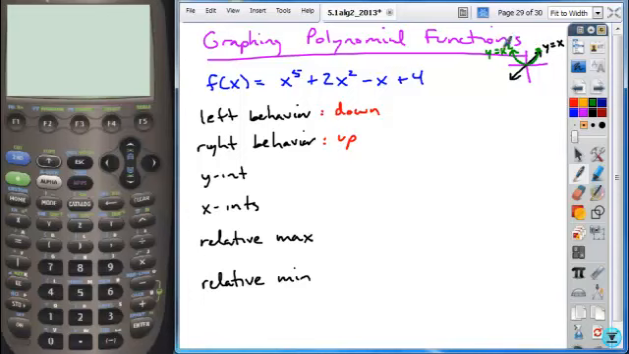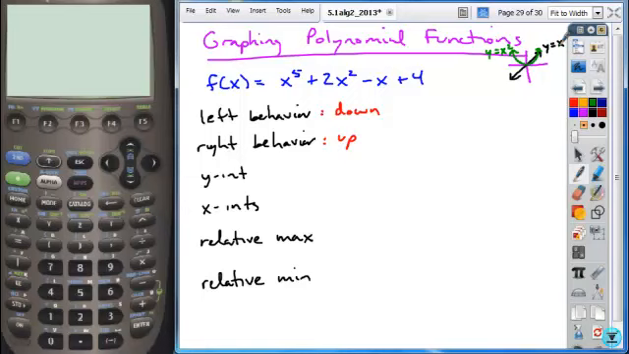Now, the negative in front of each of these is going to reflect your graph vertically. So a negative in front of an even graph will be down and down. A negative in front of an odd graph will be up to the left, down to the right. All you need to know is these two, which you should be extremely familiar with.